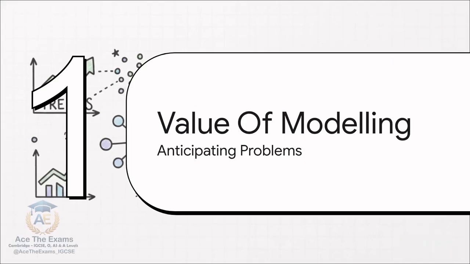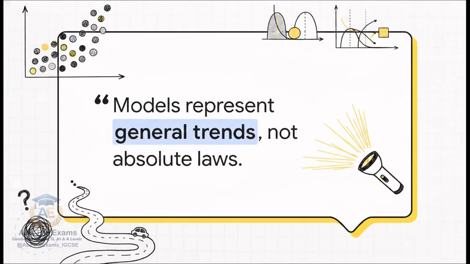Finally, Section 5, the true value of modeling. We have covered a lot of ground today. We've looked at global health, retail sales, city traffic commutes, and even human biology. By mapping out all this data, we can anticipate major problems, we can stock our shelves efficiently, and we can track healthy child development. But there is a really important caveat here, and it's summarized perfectly in this quote. Mathematical models represent general trends, not absolute laws.